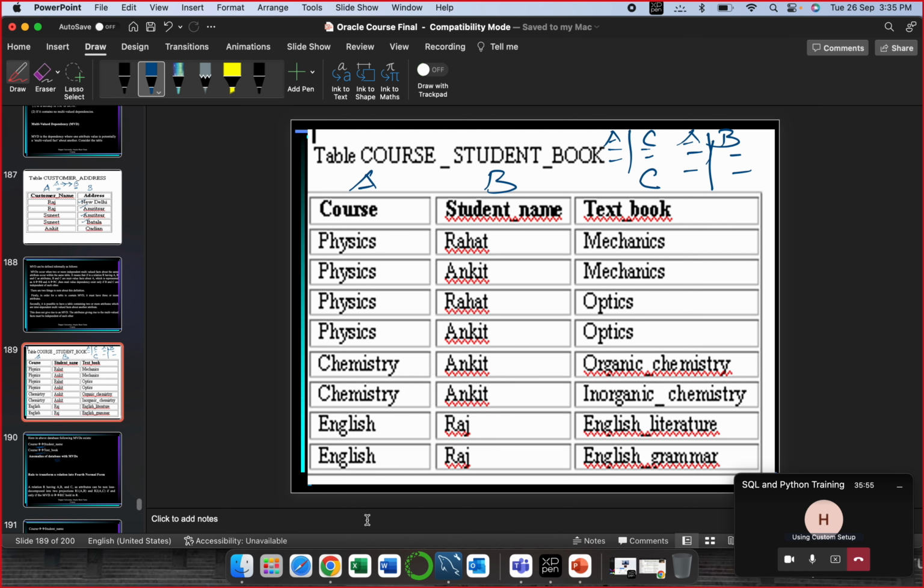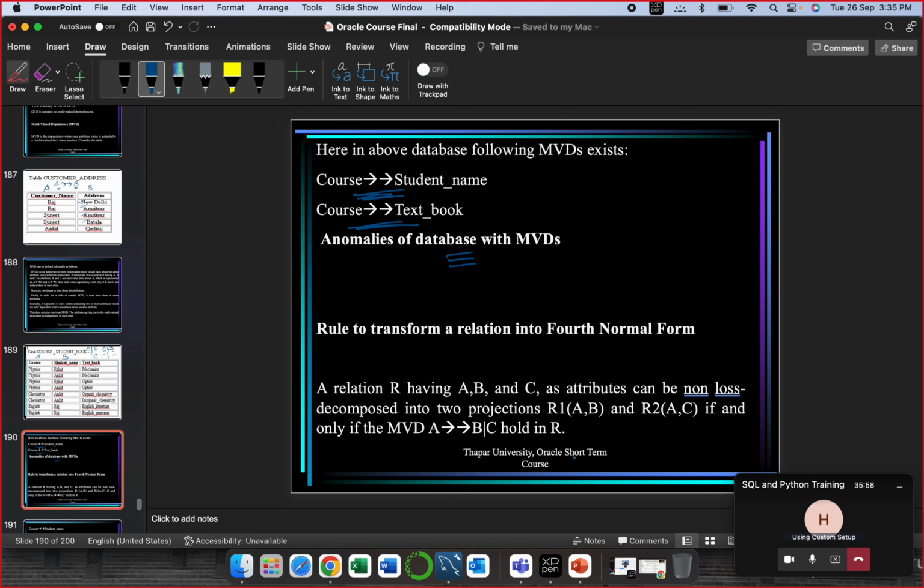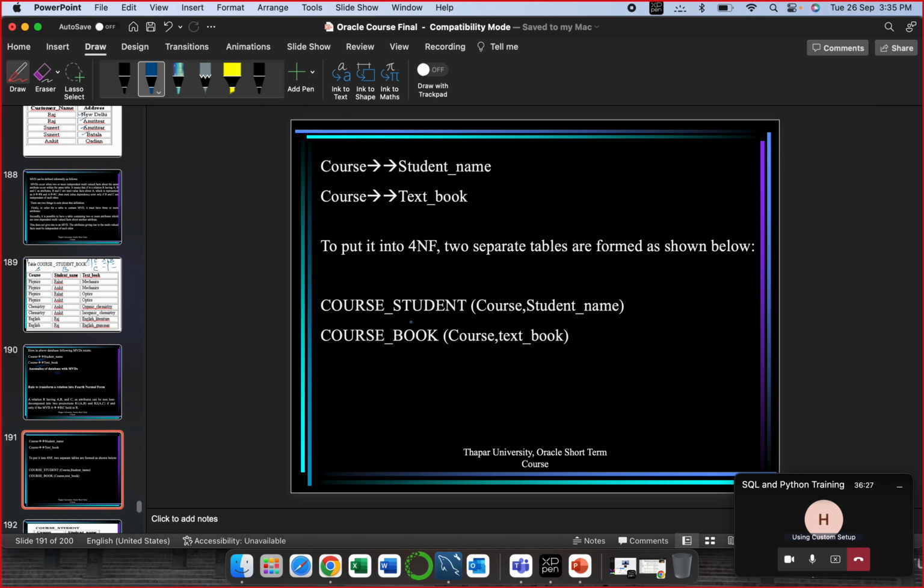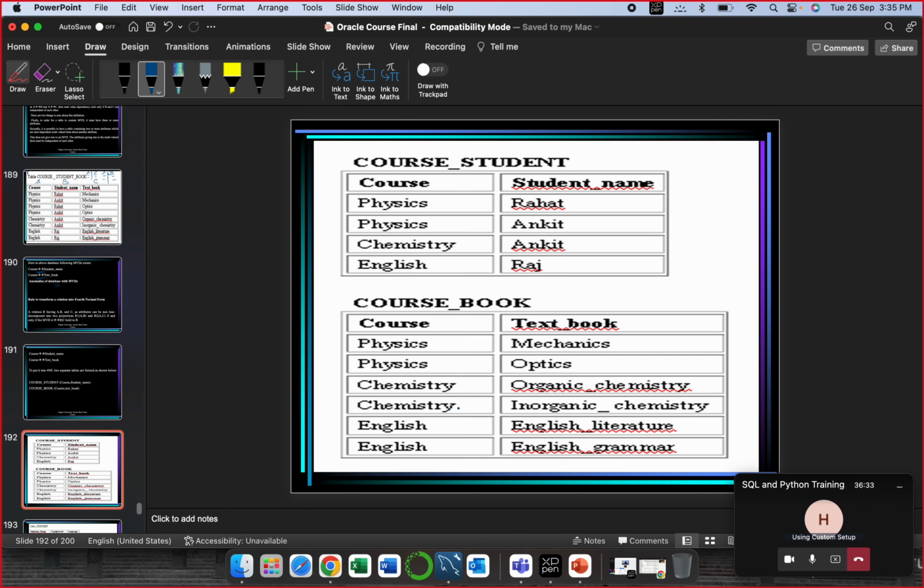That way we can create our table into fourth normal form, if and only if there is a multi-value dependency of the attribute on B and C. That is the only condition. If a table has multi-value dependency, only then can we apply the fourth normal form. Whenever there is a multi-value dependency, you just split the table into new tables. The number of multi-value dependencies you have, you will create that many tables. So over here we'll have a table with course and student name, and a table with course and textbook.